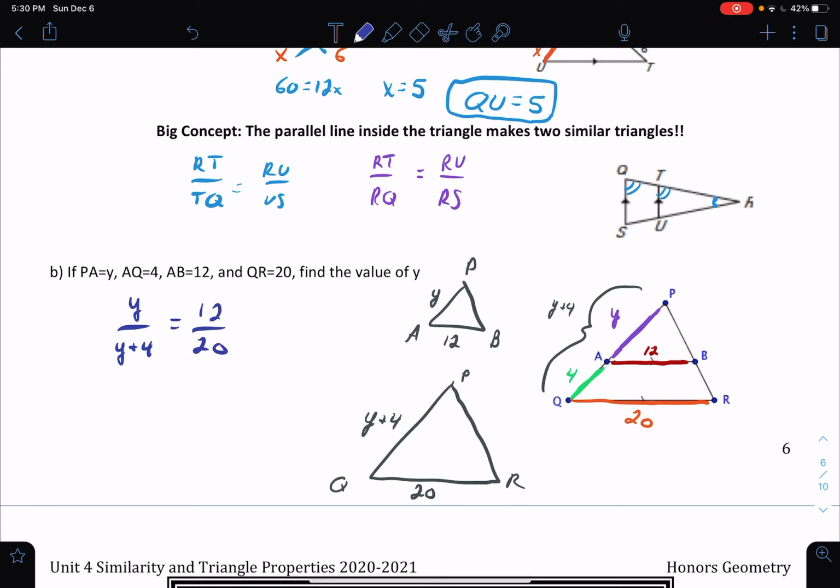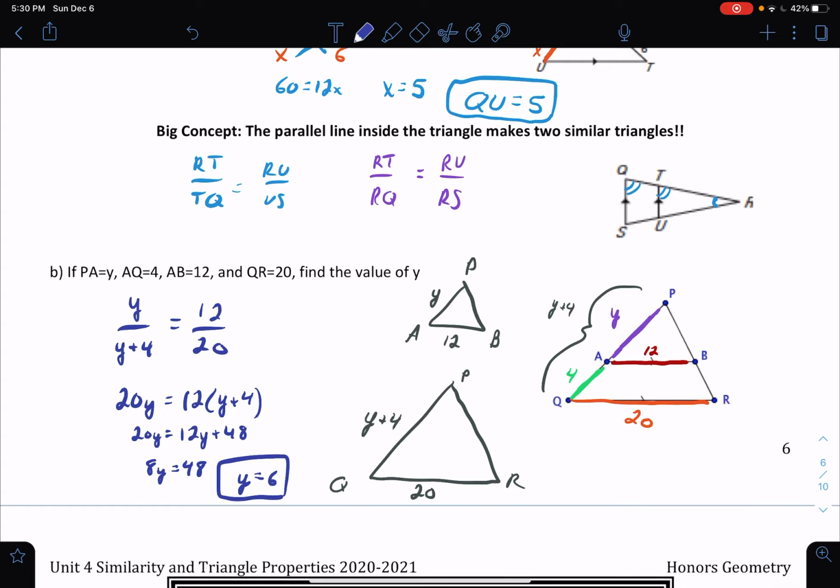So there's our proportion. Cross multiply, so we get 20y equals 12 times all of y plus 4. Distribute the 12, so I'm going to get 20y equals 12y plus 48. Subtract 12y from both sides, so we get 8y equals 48. So y will equal 6.